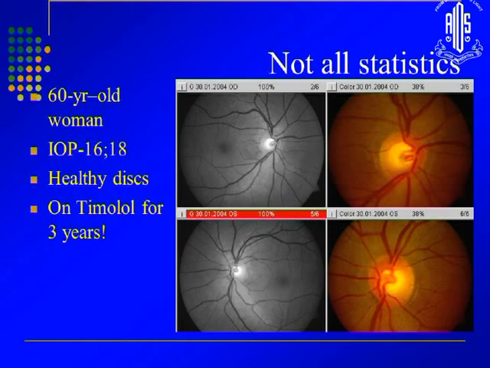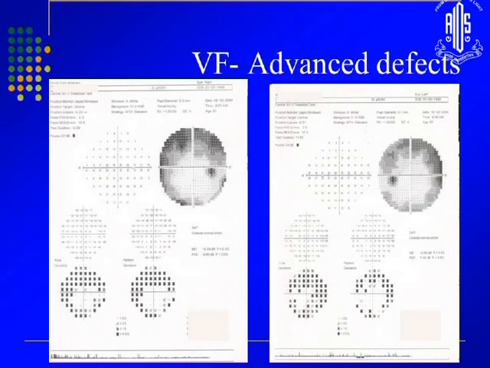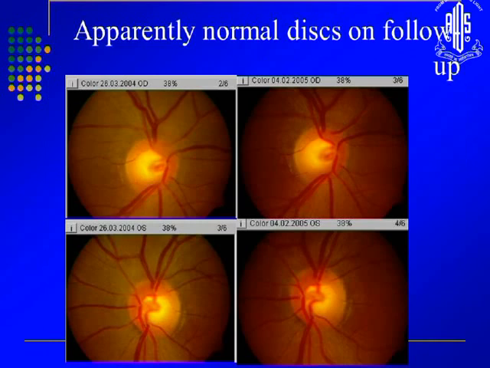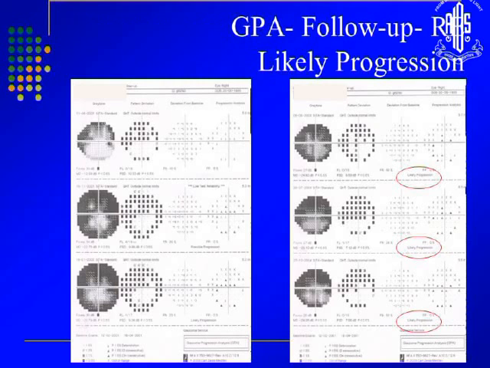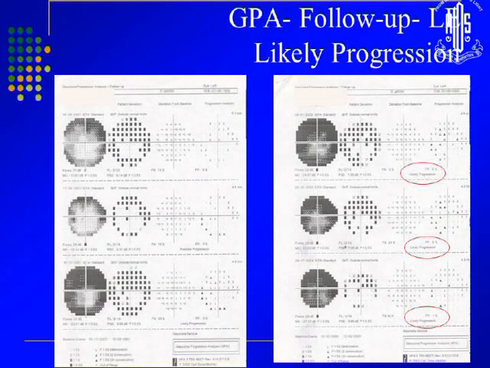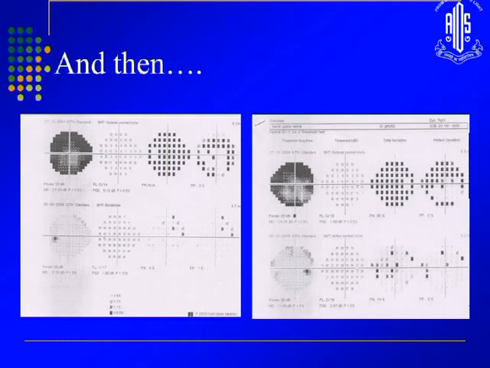Take the 60-year-old woman who has a pressure of around 16 and 18 and fairly normal-looking healthy discs and has been on anti-glaucoma medications for the past 3 years. Visual field losses show advanced field defects in both eyes, and she still has apparently normal discs on the follow-up visits. The GPA, what we did, shows a likely progression on 3 visits. It shows a likely progression for the right eye and a likely progression even for the left eye. And finally, she gives a fairly normal picture in the final visit.